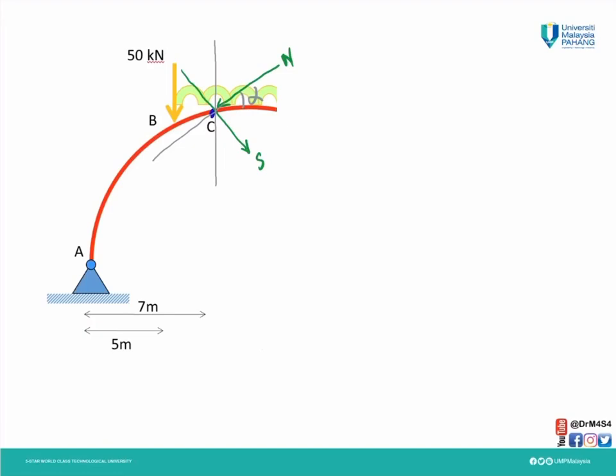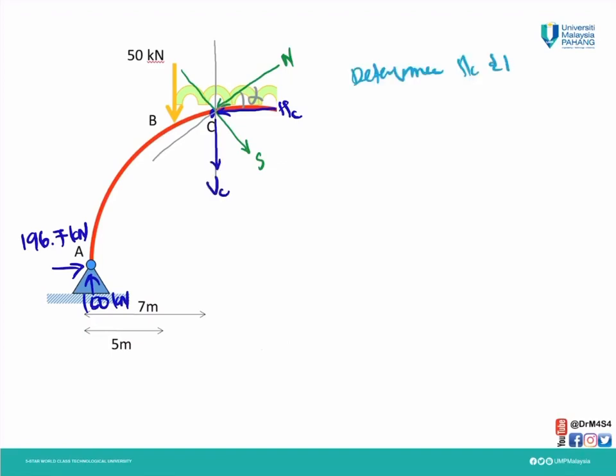Now we need to determine our HC and VC. We know our vertical reaction is 150 kilonewton, and we just calculated our value for H, 196.7 kilonewton. So this is the figure where our N and S are, our HC and VC. So we need to determine our HC and VC.